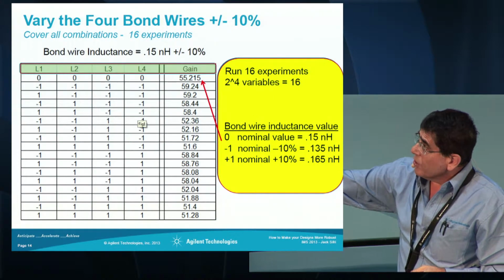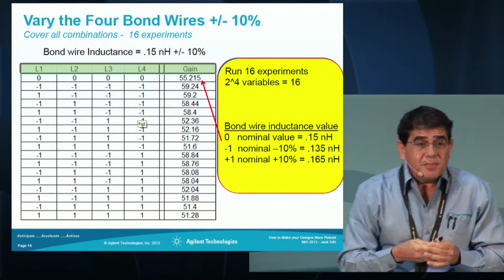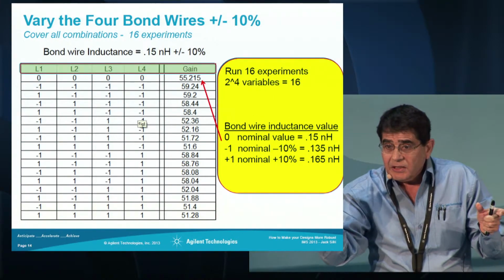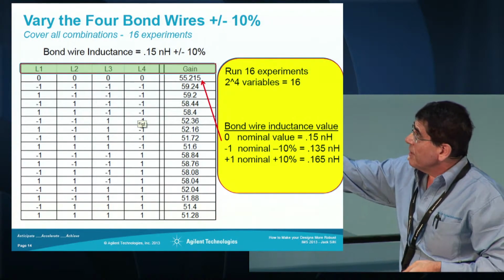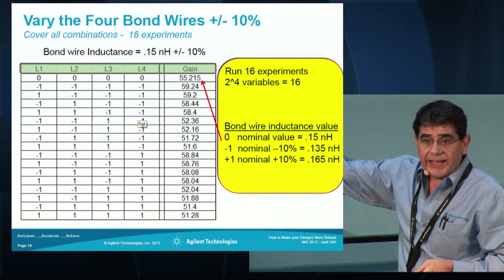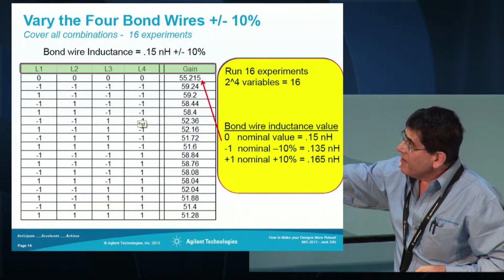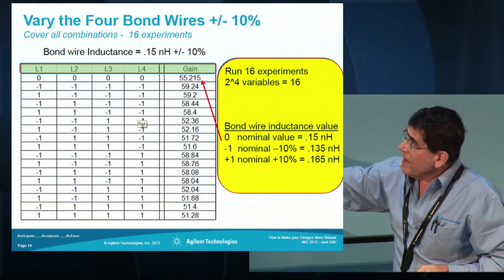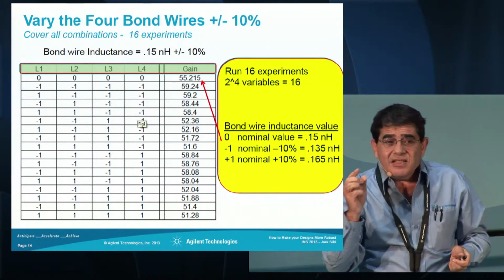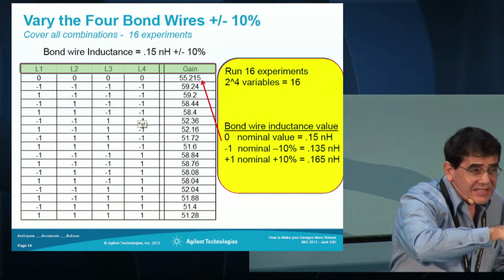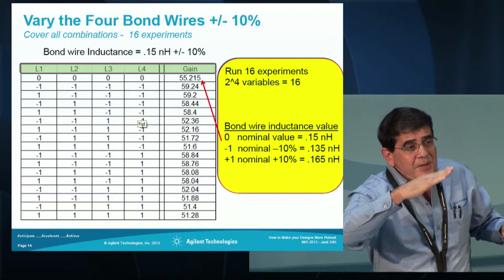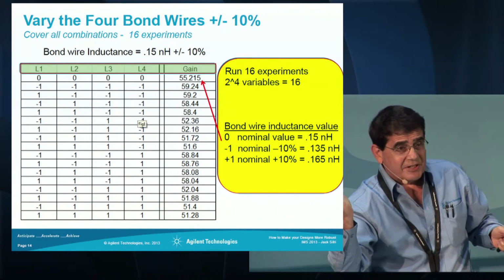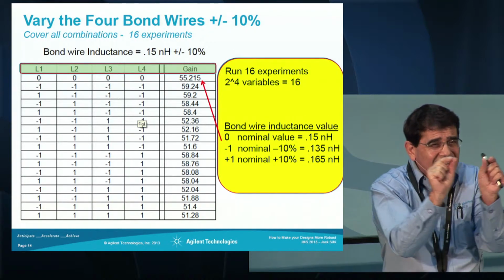If I have 0, this means all of the inductances are the nominal value, 0.15 nanohenry, and I do get my 55.2 dB gain. But now I have a variation here. When I have -1, that means the inductor is 5% less. And if I have +1, that means the inductor is 5% higher, just a bit higher or lower inductance.